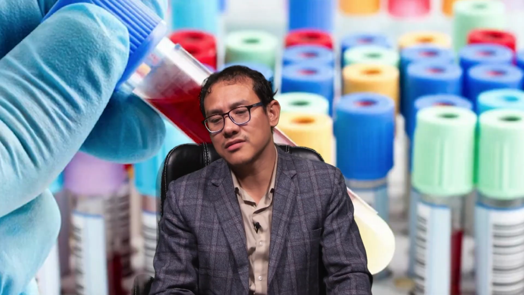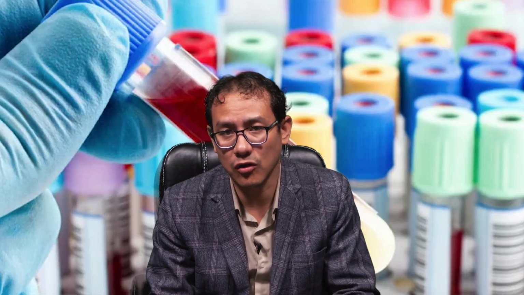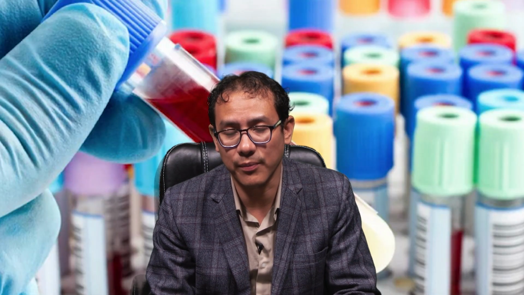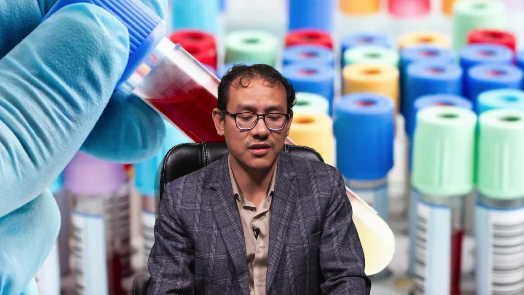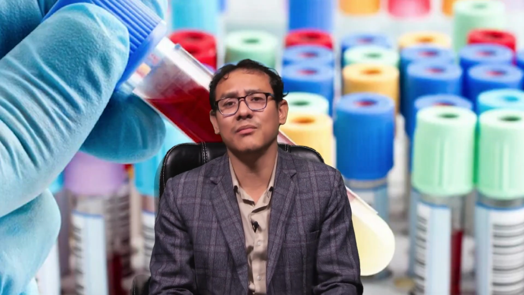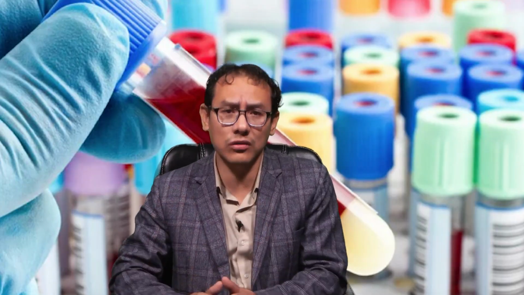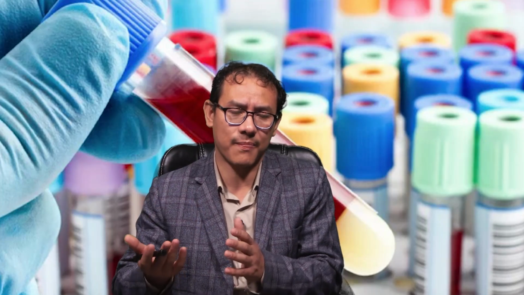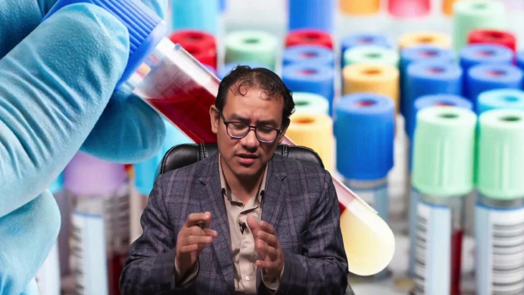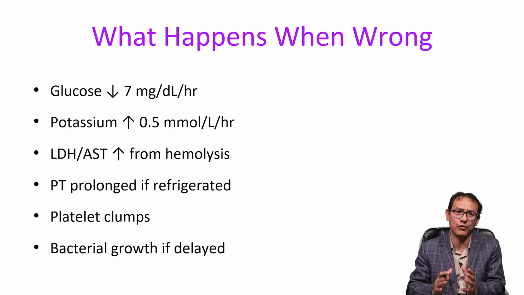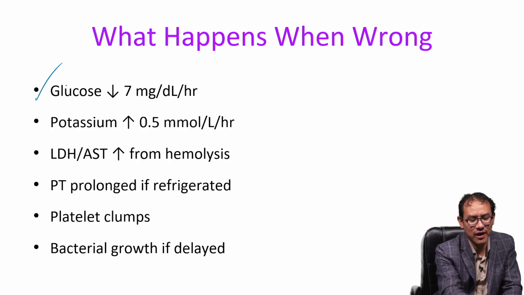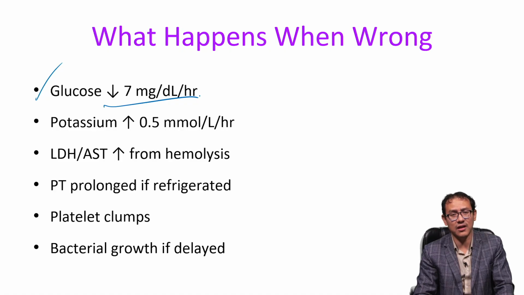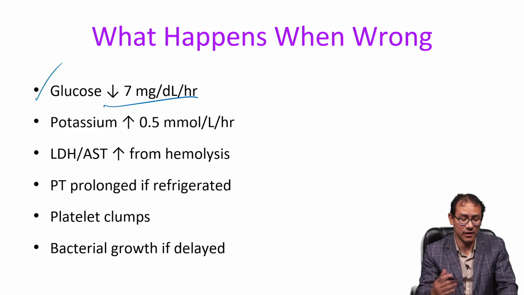What happens when something is wrong? If you have not stored a sample properly, or proper transportation is not done, then many things can happen. Ultimately it will give rise to a wrong result, and a wrong result means wrong medication, wrong prognosis. So it is a big, major error which one should not make. The glucose may decrease also, by about 7 milligram per deciliter per hour depending upon this.